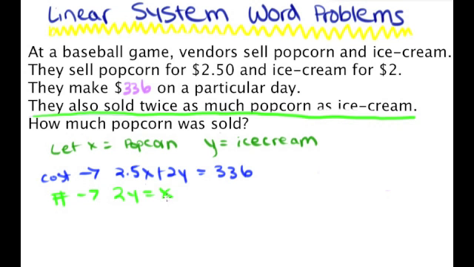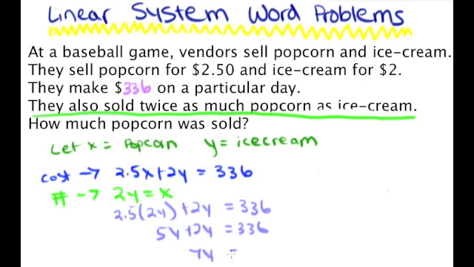So now we can substitute because we have a variable isolated, and that's the x in the second equation. So I'm going to plug it into the first equation. So I do 2.5 times 2y plus 2y is equal to 336. So 5y plus 2y equals 336. 7y is equal to 336. So y is equal to 336 over 7.